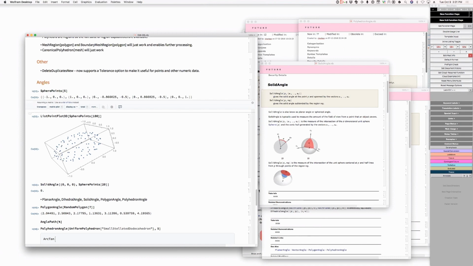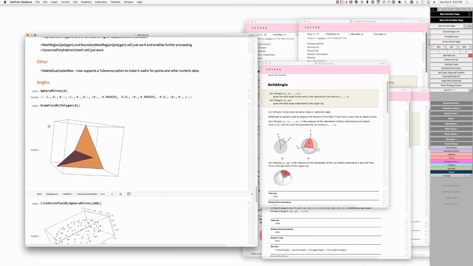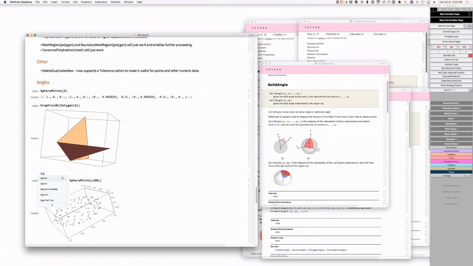Well, but you have to define a geometric region, right? Because the solid angle is, roughly speaking, the surface area defined by, I understand. But if I were to do that, how would I make a bounding polygon? From those points, I want to see the 3D polygon. I would just say graphics 3D of polygon of those points. But it's a non-planar polygon, obviously. Right. Now, what happens if I say canonical polygon of that? How does it remove the non-planarities?